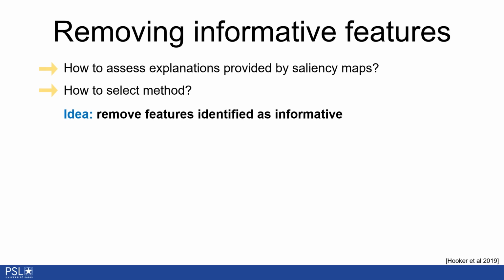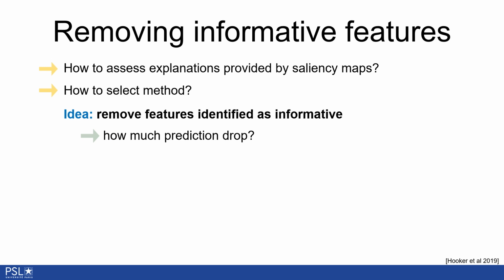This study, published by Hooker and colleagues in 2019, addressed the same questions as the previous study by Adebayo and colleagues: how to assess explanations provided by saliency maps, and how to select a method for computing saliency maps. The idea this study explored was to remove from the input image the features identified as informative by saliency maps, and then check how much the accuracy of the network was affected.